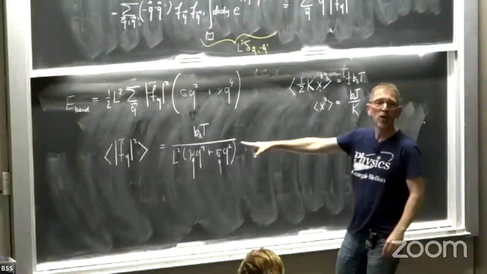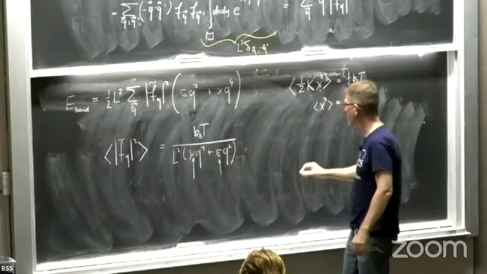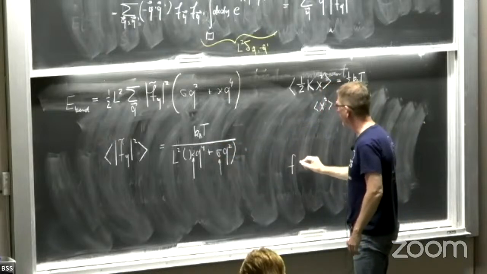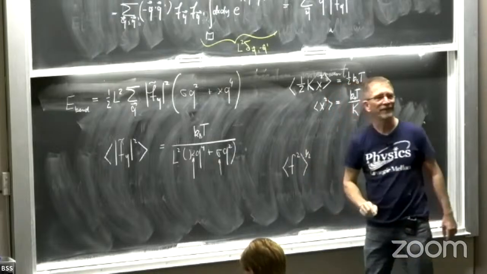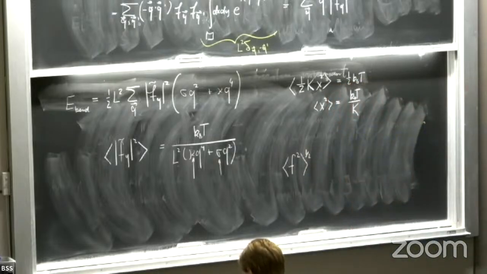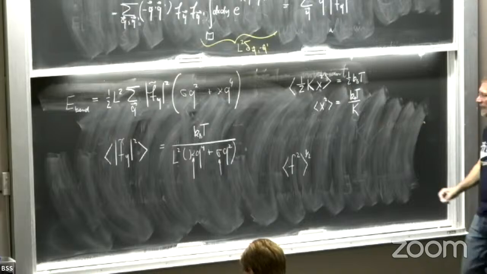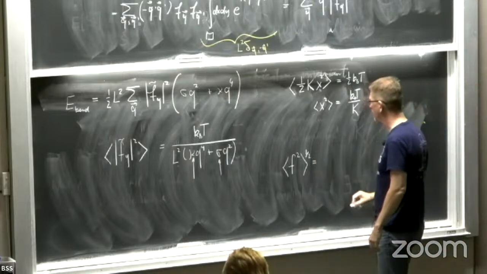Yes? Like interface roughening and structure at all scales. Somebody asked, is it scale invariant? I can take this thing and go back in real space. I can ask, what is f squared to the 1/2 in real space? What's the mean squared surface roughness in real space? And the answer is it's a constant that I forget.